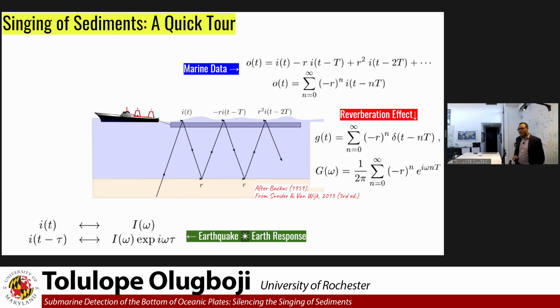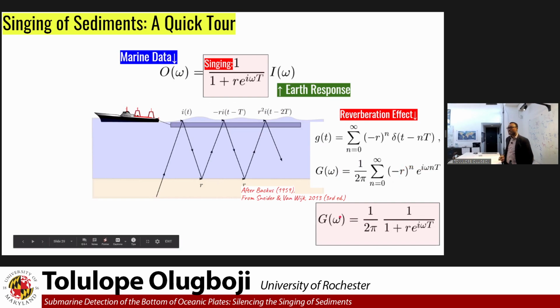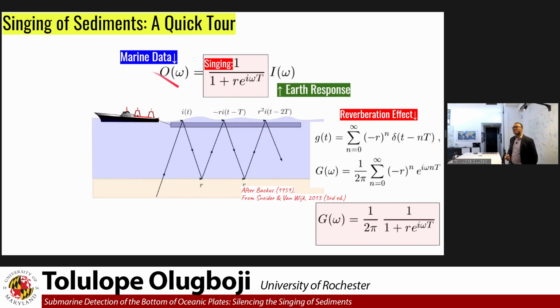We think we can constrain this reverberation effect, not necessarily from just doing processing on the signals, but from some a priori constraint on the reflection coefficient R and the delay time T. Because the reflection coefficient is less than 1, this series will converge in the frequency domain to this expression here, so that your marine data is just a scaled response, scaled by this filter.